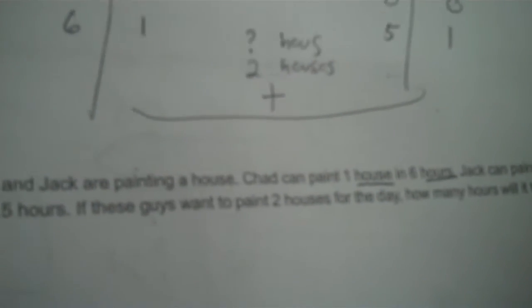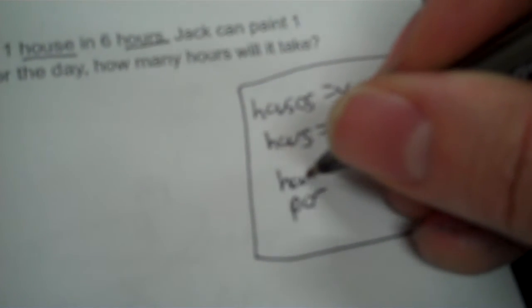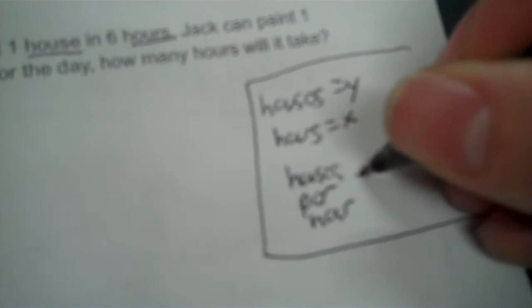Okay, number 9. This one's a tough one. Chad and Jack are painting a house. Chad can paint one house in 6 hours, and Jack can paint one house in 5 hours. If these guys want to paint 2 houses for the day, how many hours will it take? So you've got houses and hours. Times X, houses is Y. So houses per hour. We don't know the houses per hour, okay? But there are 2 tables because there's 2 guys, okay?